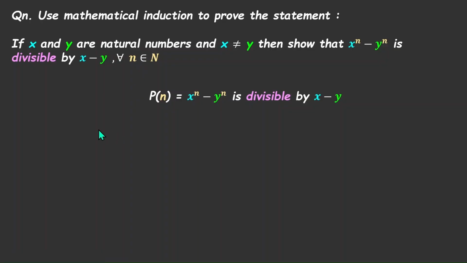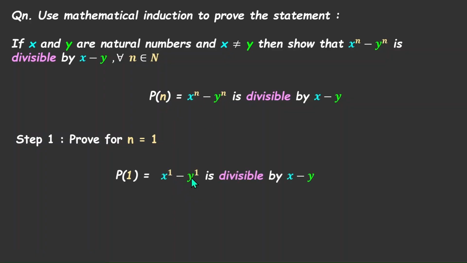So first we'll prove it for the base condition, which is to prove for n is equal to 1. So we have to basically show that P of 1 is true. P of 1 would be, now we'll replace n with 1, so x raised to power 1 minus y raised to power 1 is divisible by x minus y. And that is true because this is just x minus y, which would always be divisible by x minus y. So it's a true statement, and this proves step 1. So we have proved the base condition.